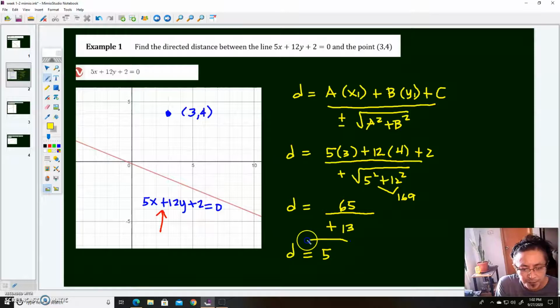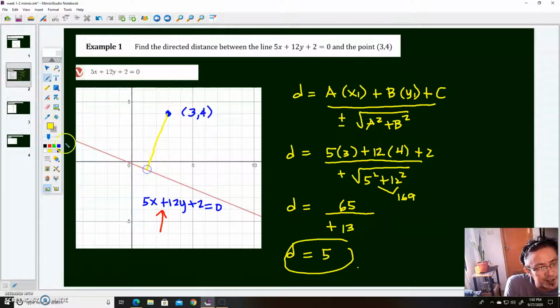Directed distance is 5. Therefore, the distance from the point 3, 4 to the line 5x plus 12y plus 2 equals 0, this distance, let's put that in red, is actually 5 units long. So there. Now let's have another.